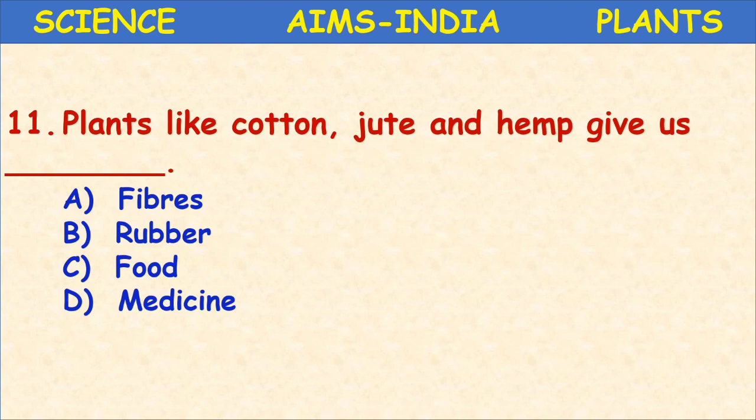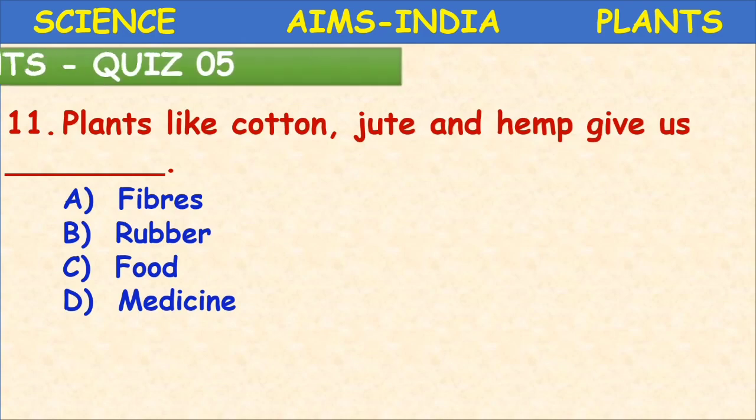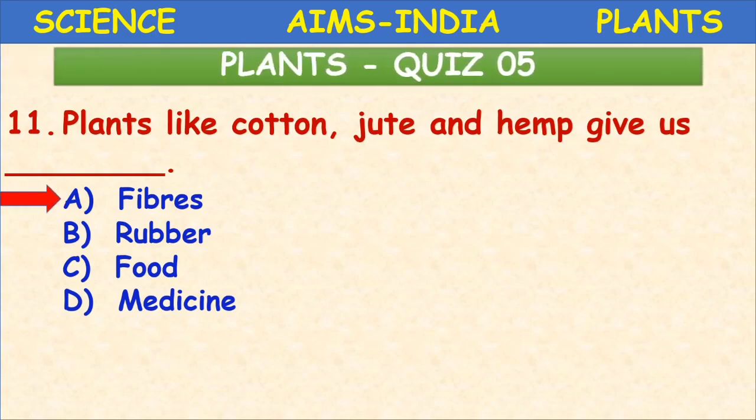Now, plants like cotton, jute and hemp give us dash. What do these plants give, children? Is it A, fibers, B, rubber, C, food, or D, medicine? It is fibers, option A. With these we can make cloth, mats, bags and so on.